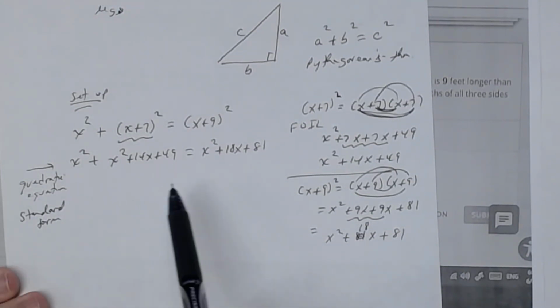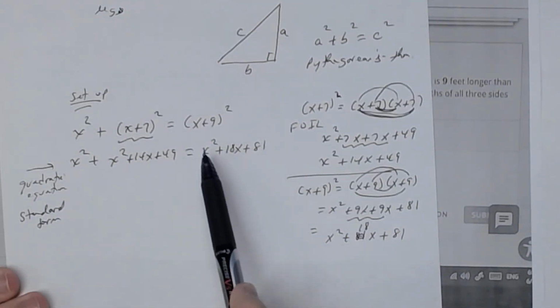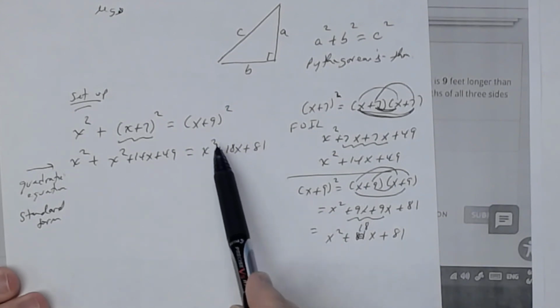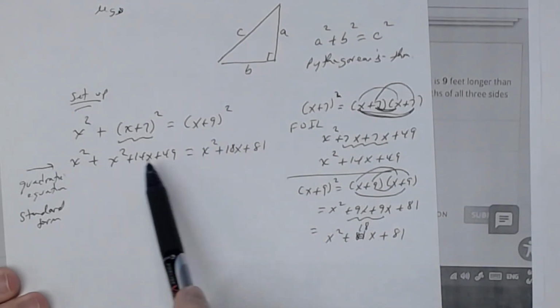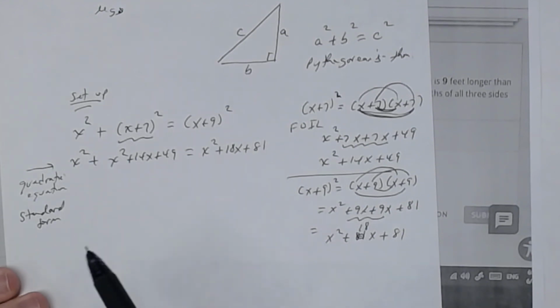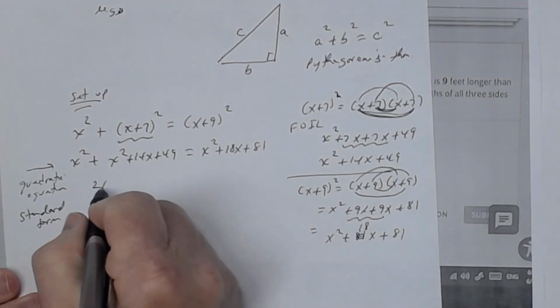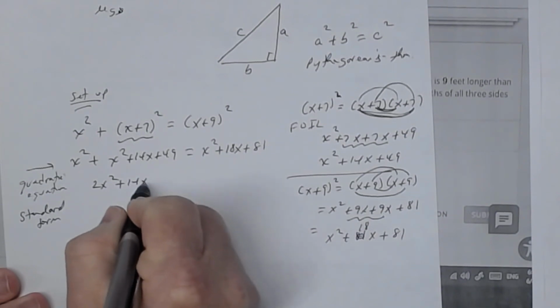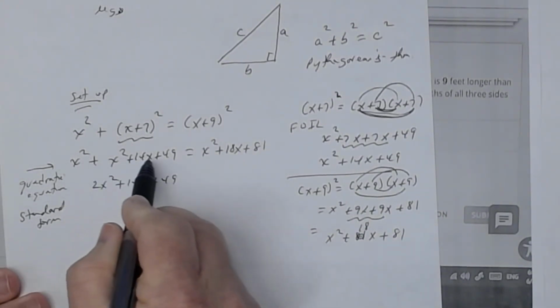And standard form means you can bring everything to one side and have 0 on the other side. So before I do that, let's go ahead and combine like terms on this side. X squared plus x squared is 2x squared. So I have 2x squared plus 14x plus 49. So that's this right here.